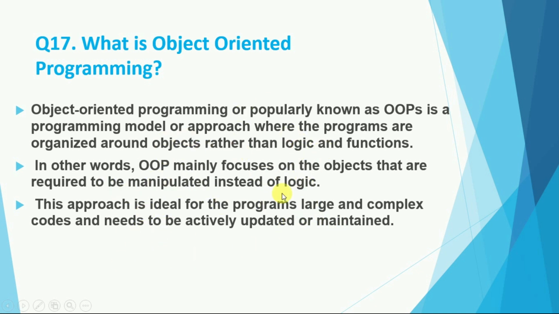So simply, if you want to define what is OOPS, OOPS is a programming model or approach where the programs are organized around objects rather than logic. Organized around the object rather than logic and function. So in other words, OOPS mainly focuses on the objects that are required to manipulate instead of logic. So this approach is ideal for programming large and complex code that needs to be actively updated or maintained.